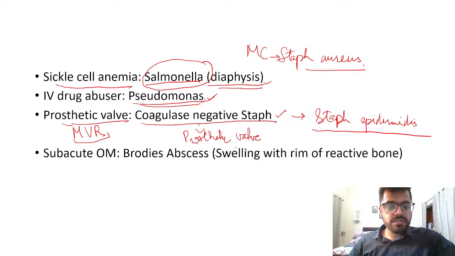Subacute osteomyelitis is also known as Brodie's abscess. There's a swelling with a rim of reactive bone formation.